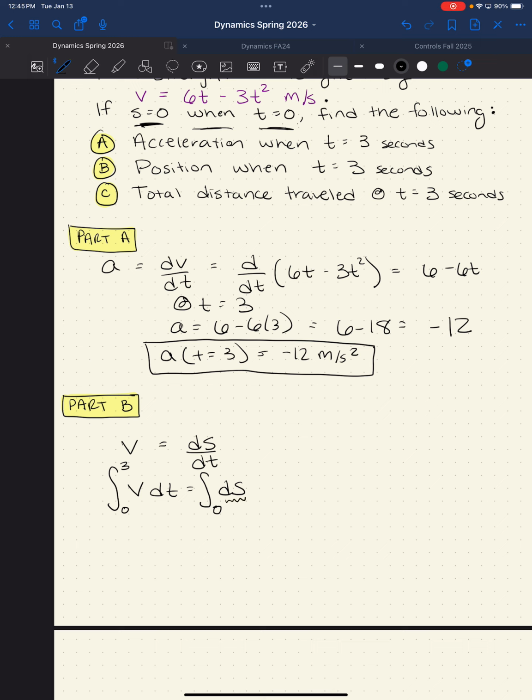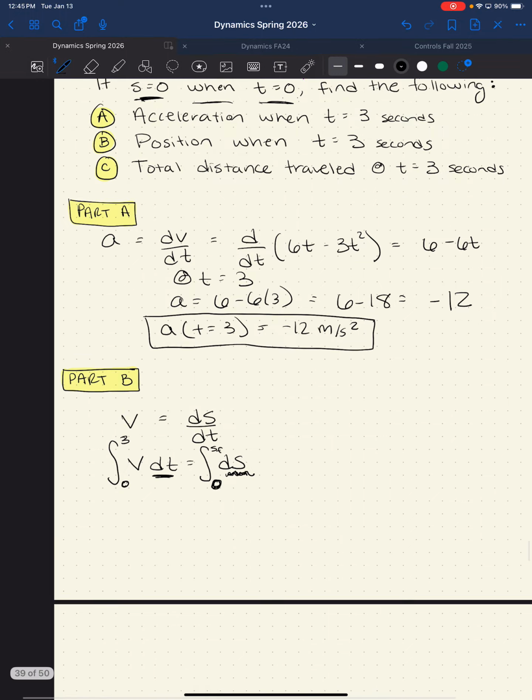I'm setting bounds on S. This was bounded by time. I go from initial time to a final time. This one's going to go from initial position to a final position, which is what it's asking me for, right, in the problem? So I'm going to leave that as a variable. I'll say S final. Trick question.